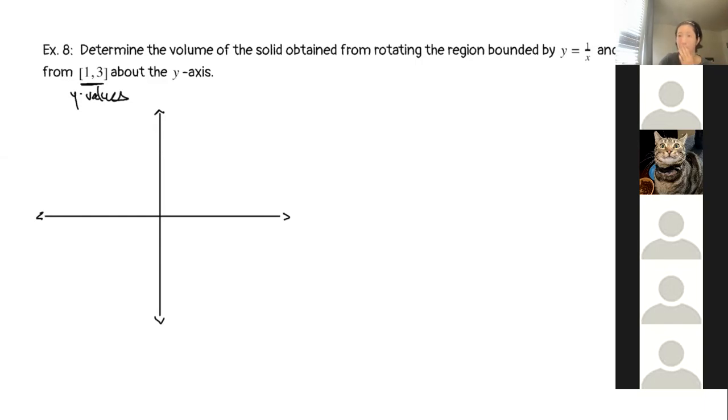Okay. It'll be a little easier to think about what other features from the picture are going to be helpful, but let's do this problem and then we'll summarize that piece. Okay. Anyone happen to remember what y equals 1 over x looks like? That was one of those random graphs.